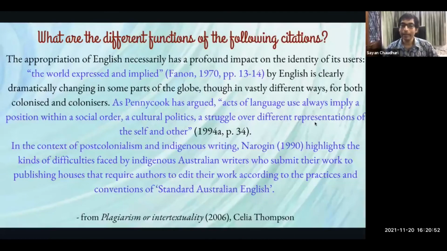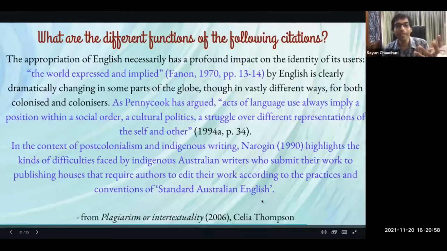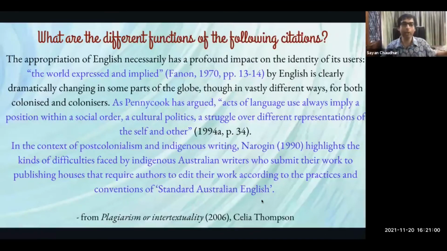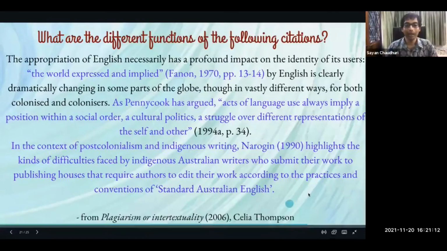So paraphrasing text allows more flexibility of the concept. Another thing to notice here: why is this being paraphrased? This is being paraphrased because this is actually a pretty long argument, right? So Narogin may have written about this in one full essay, and you have to just take the summary of that and present it, right? So then paraphrasing really helps you.